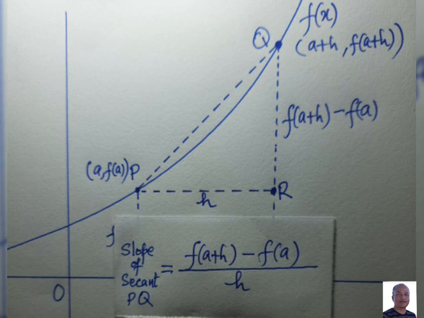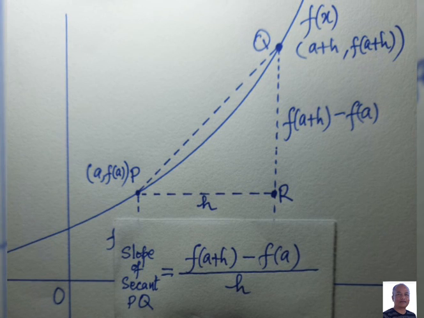So that is the perpendicular of the triangle QPR, and h is the base. So when you take the perpendicular by the base, what do you get? So QR by PR, that is the slope of a secant PQ.